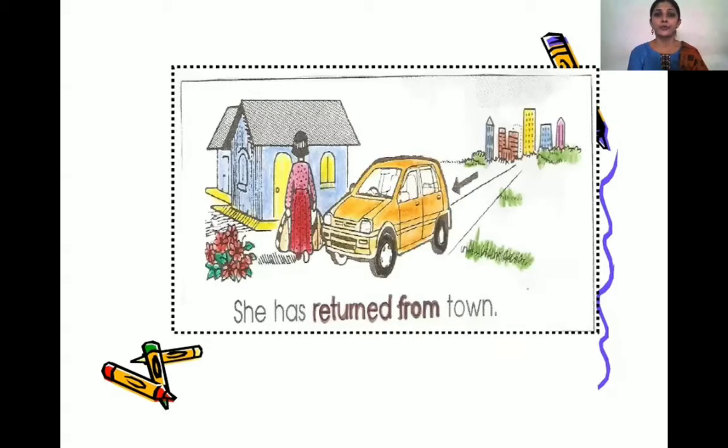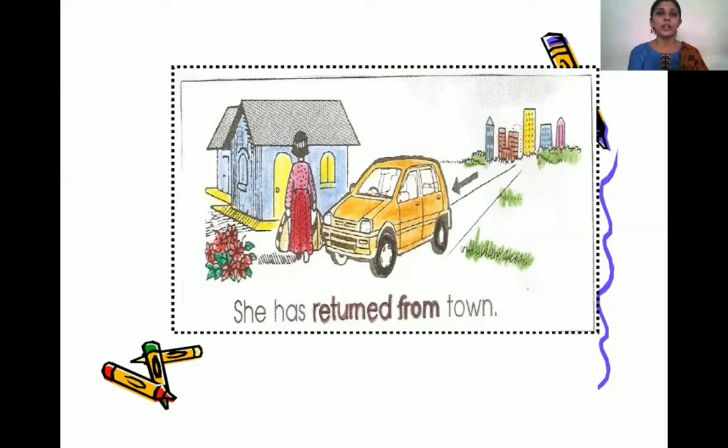Next is from. She has returned from the town. You can see she has come with the luggage. There are a few bags in her hand. So maybe she had gone to her native place and she has now come back. So she has returned from town.